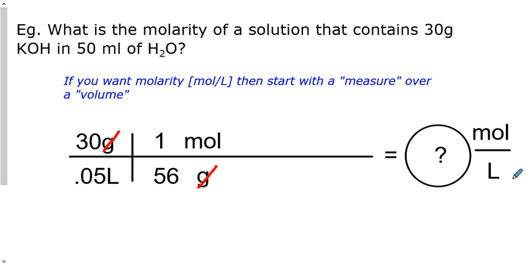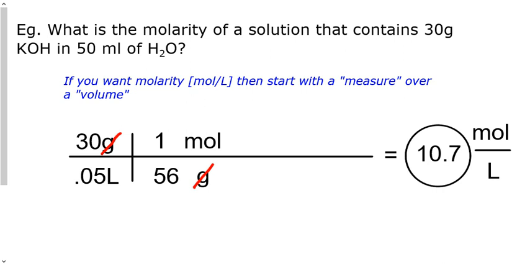So now we're going to do a little math. Multiply across the top, divide across the bottom. So we'll go 30 divided by 0.05 divided by 56. And we see that we get an answer of 10.7 moles per liter, or 10.7 molar. Capital M, usually written in italics, means molar. You could write it either way.